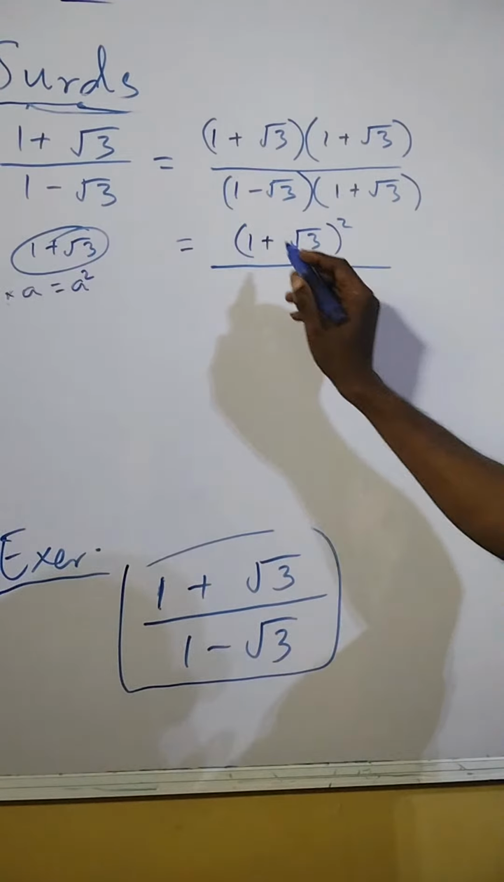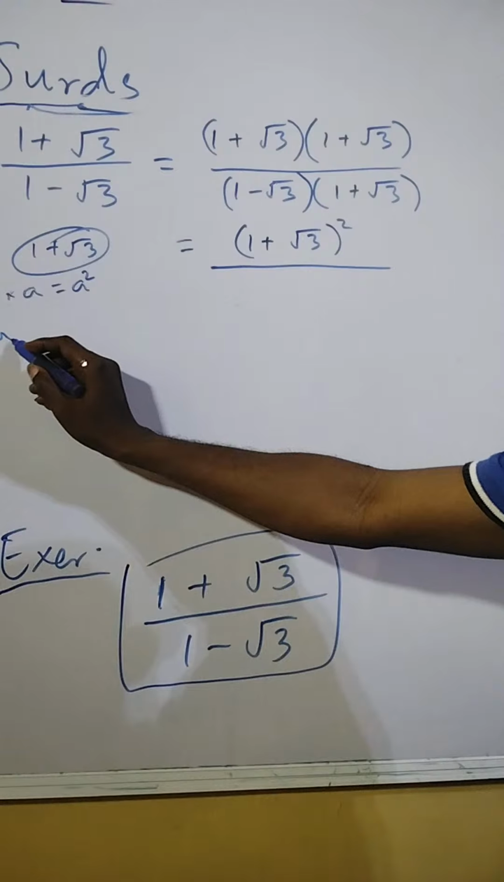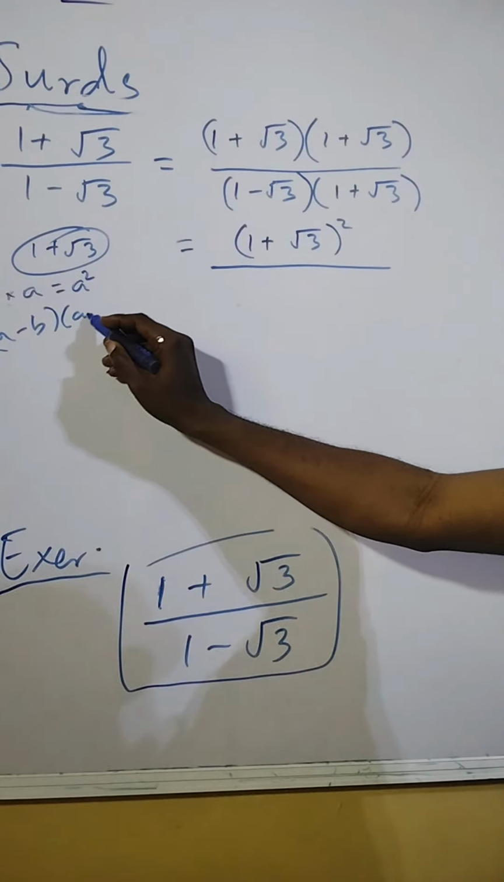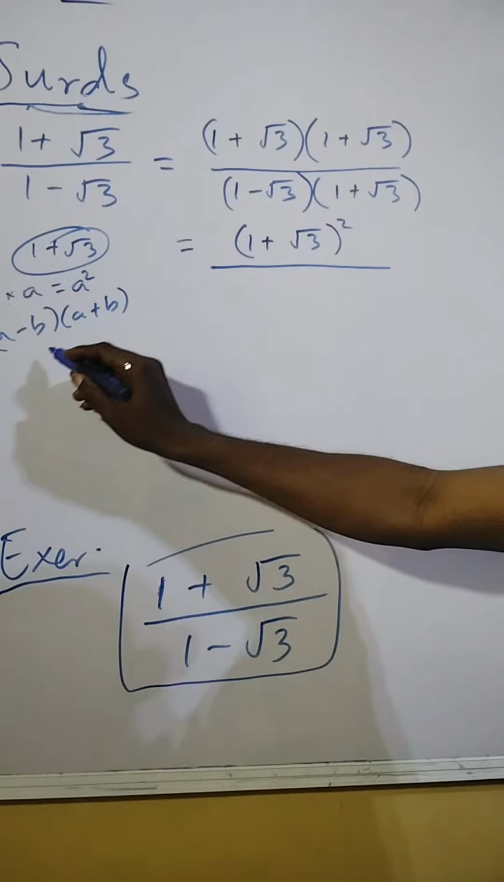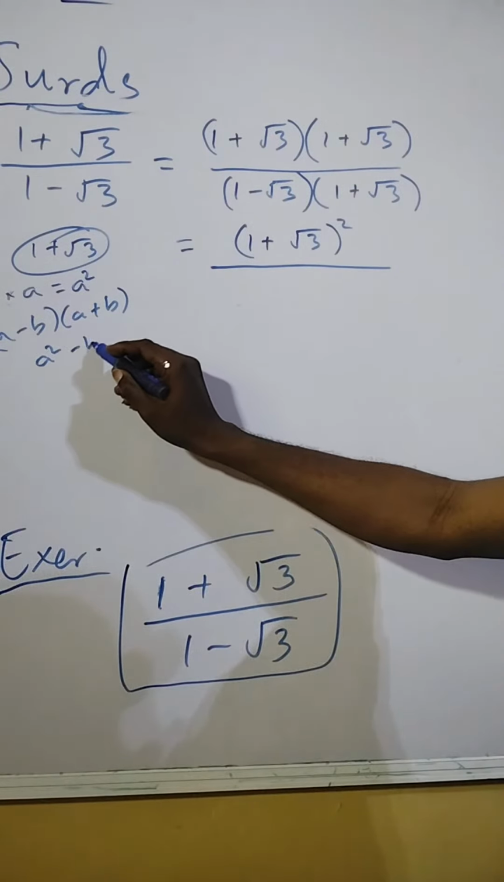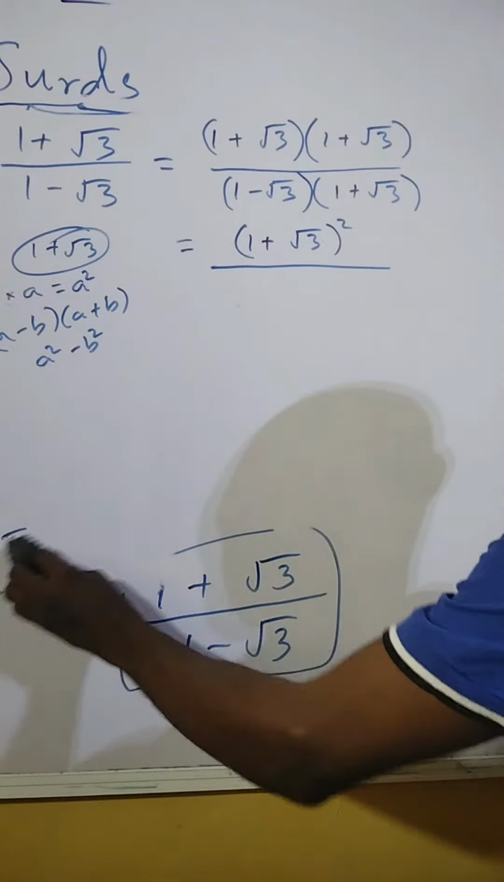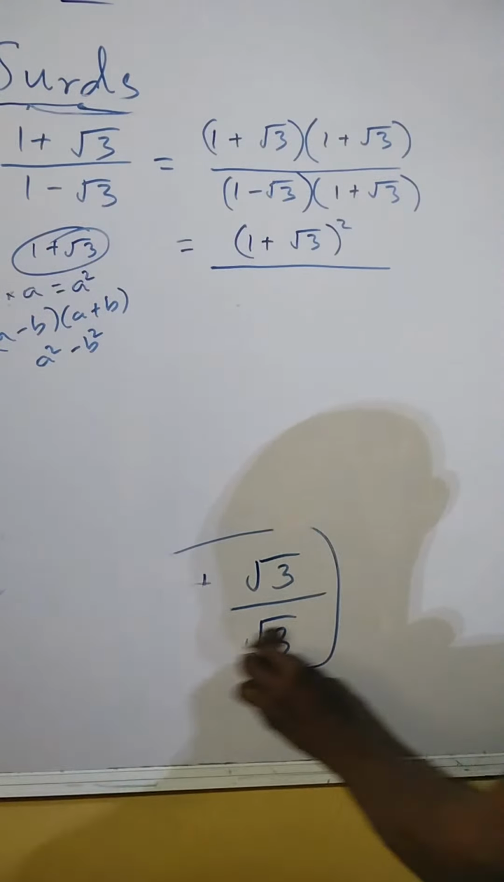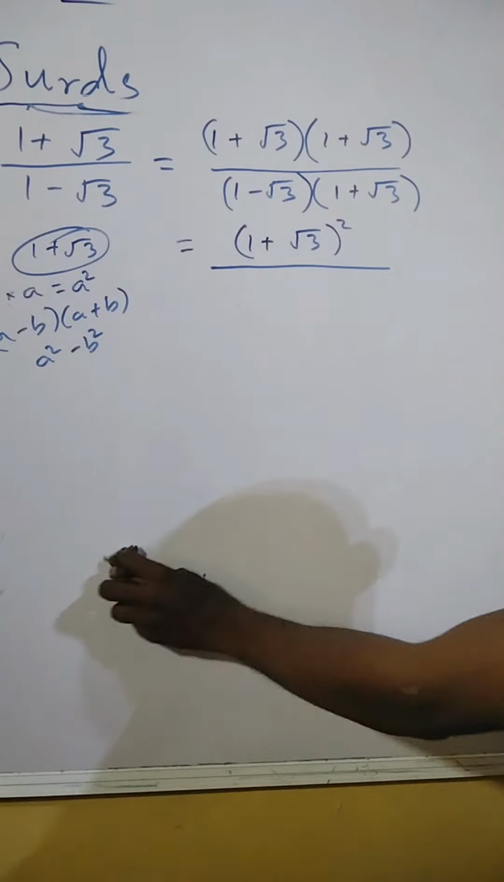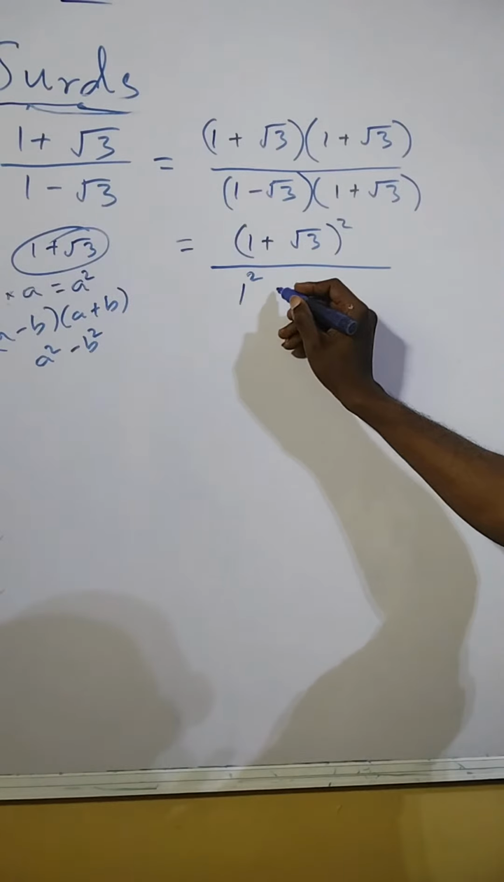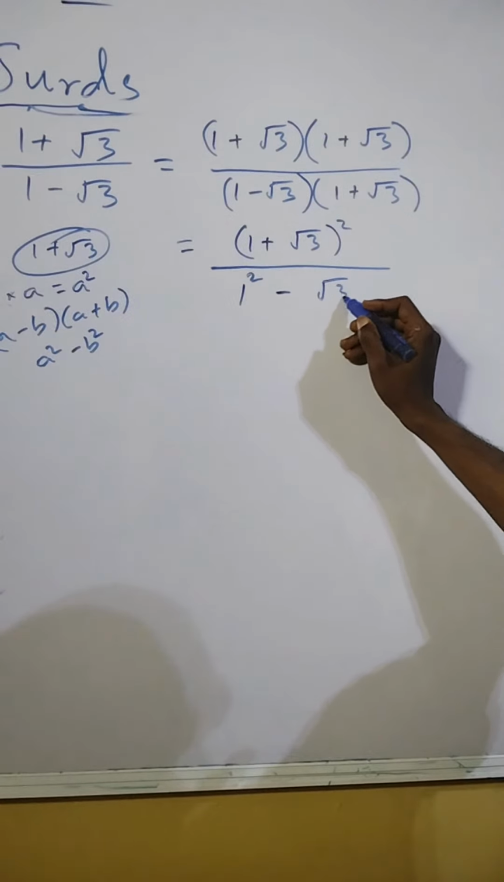Then over here, of course, it also follows from a minus b over a times a plus b, which is of course a squared minus b squared, difference of two squares. That is now what we have then. It becomes, a here is 1, so 1 squared minus root 3 all squared.